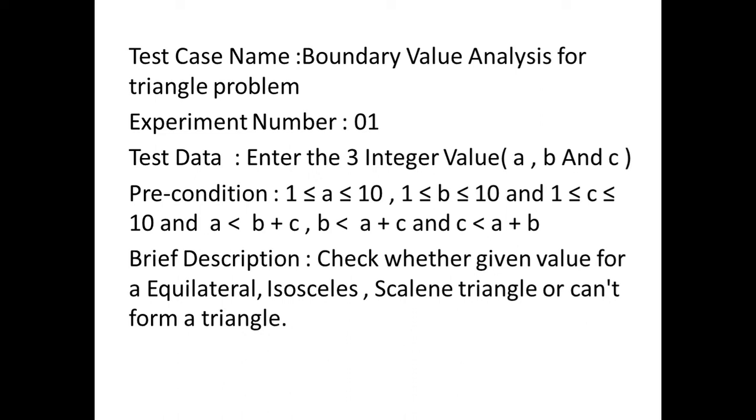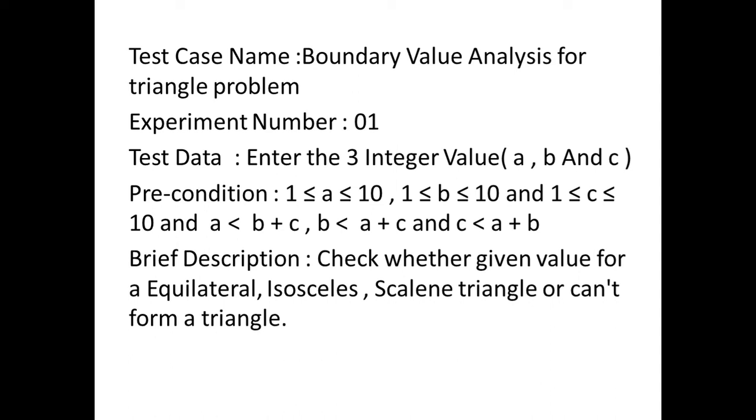And next is the preconditions. So what are the preconditions you are considering? So as I told, we are giving the limit for the three sides of triangle, that is 1 to 10, that we have to mention in the precondition. And one more is you have to check for whether those values can form a triangle or not. That is A less than B plus C, B less than A plus C, and C less than A plus B. So that is what the precondition.